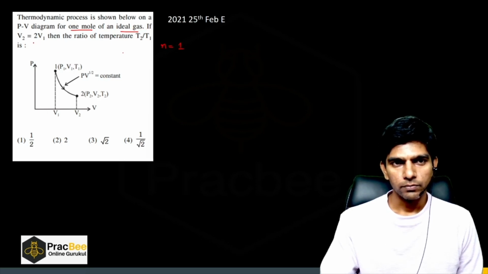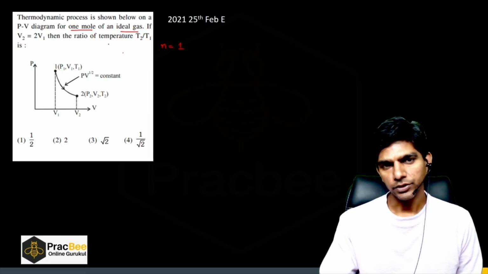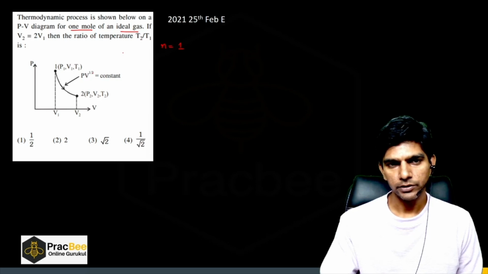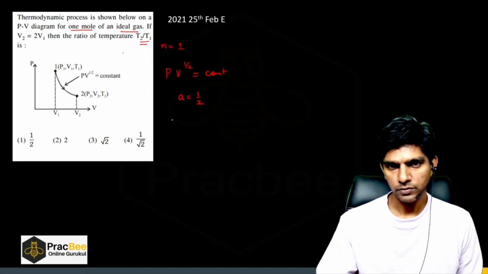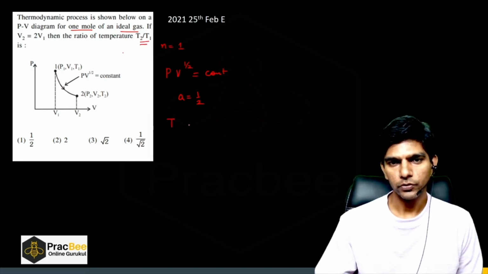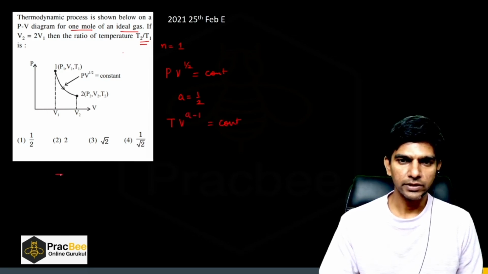If a volume V2 is 2 times V1, then find the ratio of the temperature. So we have given PV raised to power 1 by 2 is constant. So we can say the value of A is 1 by 2. And we have to find the ratio of temperature, and we know the ratio of volume. So what is the relation between temperature and volume? So it is TV raised to power A minus 1 is constant. So if we apply this proportionality, we can say T1 V1 raised to power A minus 1.